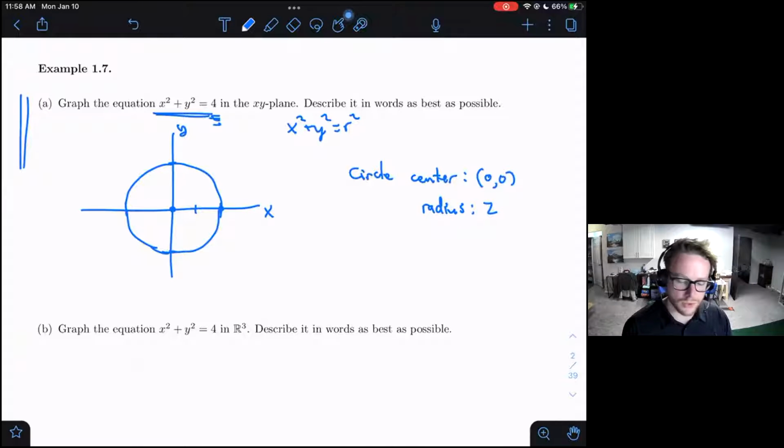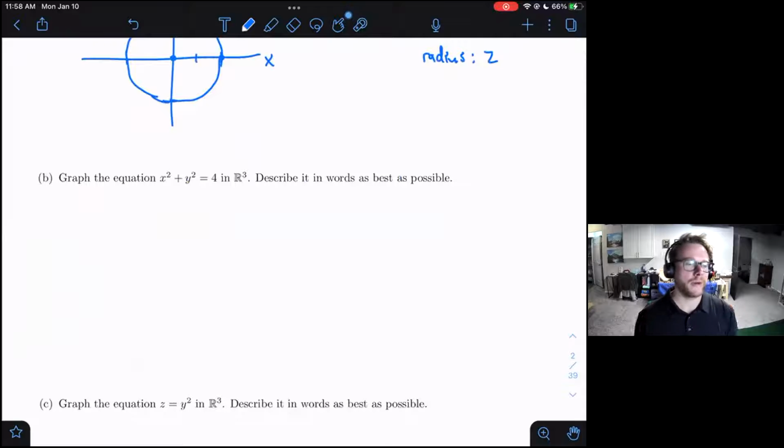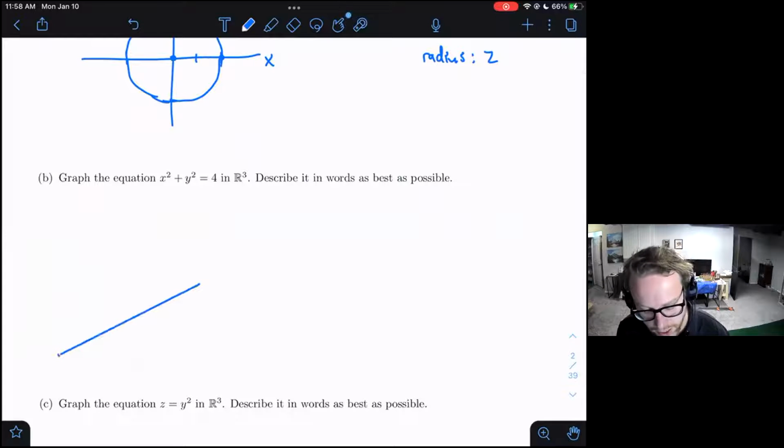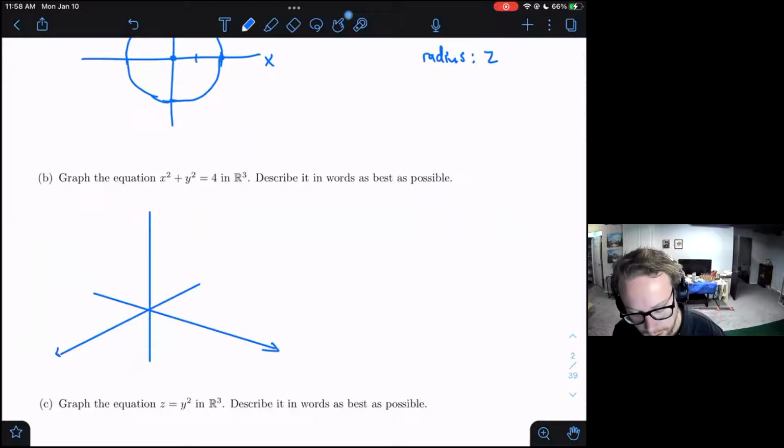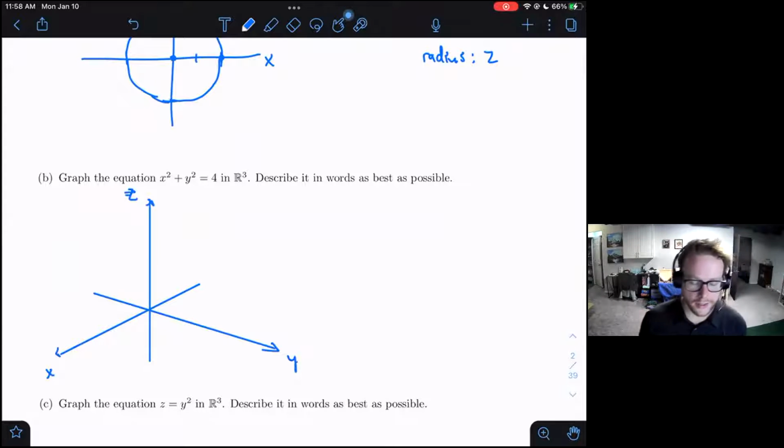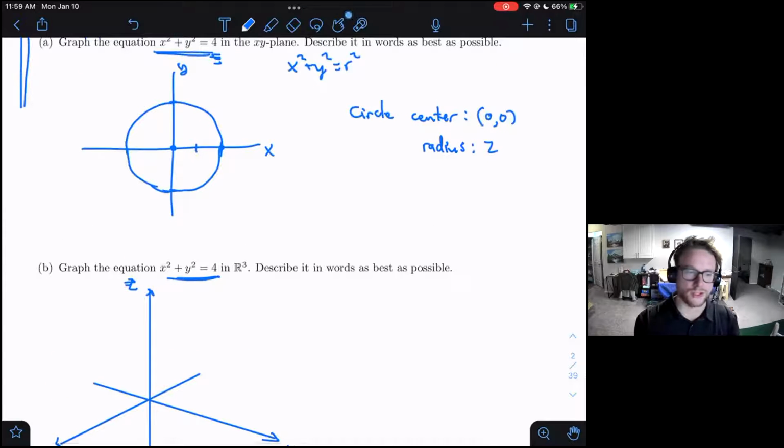So if we play the same sort of game down here, I would like to graph this in R3: x squared plus y squared equals 4, and describe it in words as best as possible. So again, let me go ahead and draw out my coordinate axes, x, y, z. And notice that, again, we are thinking about this as a restriction. X's and Y's have restrictions on them. They can only lie on the circle.